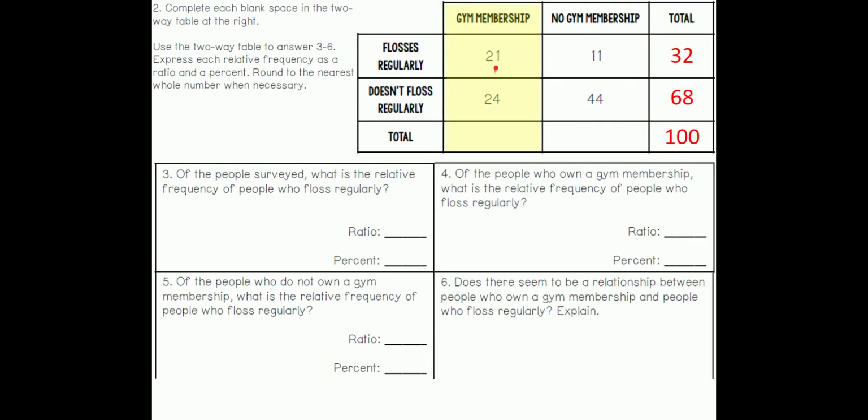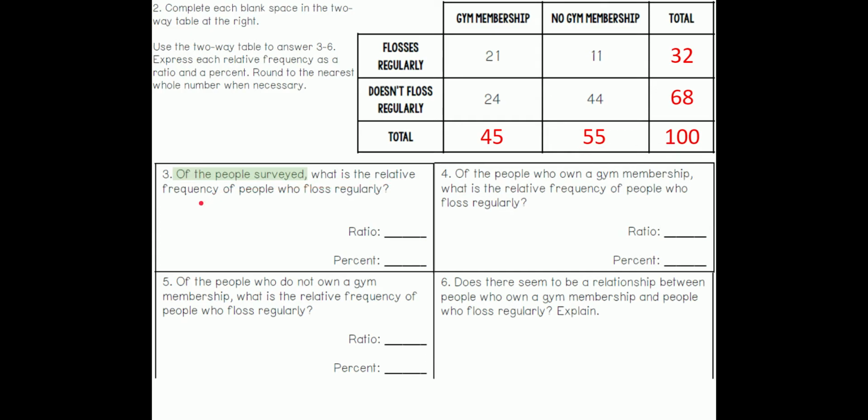For gym memberships, we have 21 who floss regularly, 24 who don't. 21 plus 24 is 45 people have gym memberships. The total number of people who don't have gym memberships is 11 plus 44, which is 55. Our table is now complete, and we could answer these questions. Of the people surveyed, so when we talk about of the people surveyed, we are talking about the total number of people. So we can be looking at this column, or we can be looking at this row.